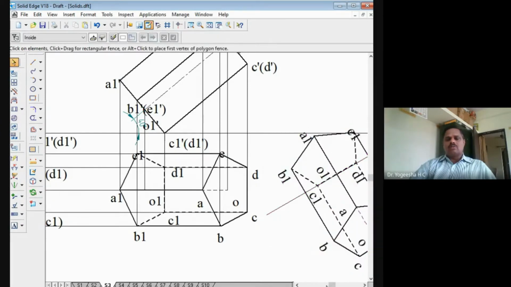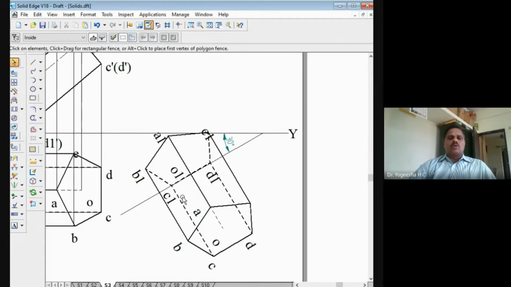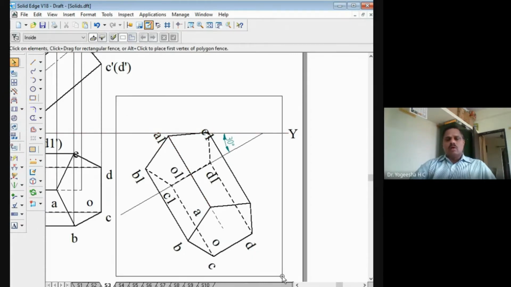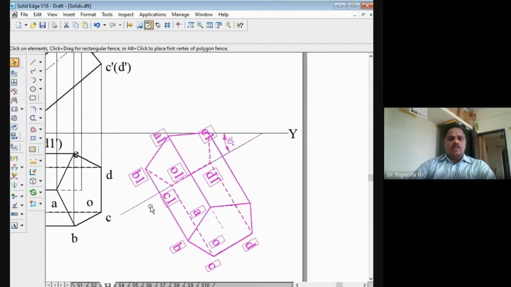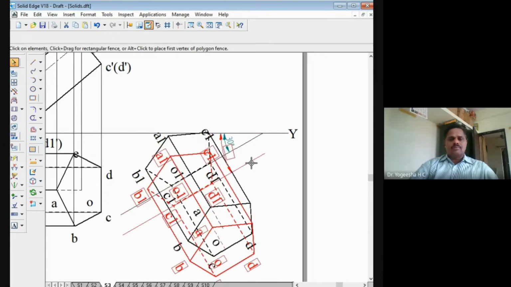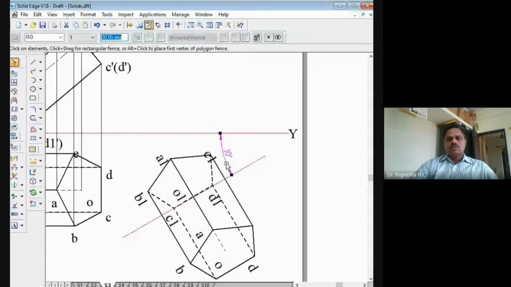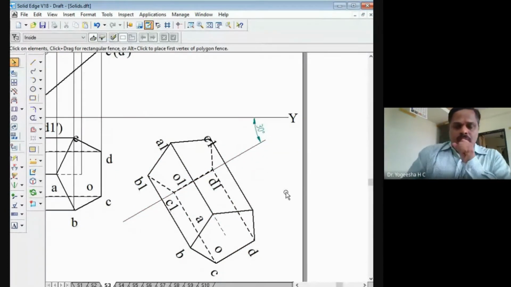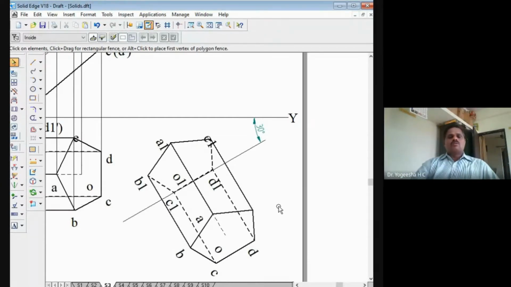I rotated like this. You can see now it has been rotated, but some of the points are going above. So for that, I will select the whole drawing, including this 30-degree line. I will use move, and just move it downwards. This 30-degree line, I can mark like this. Now we can see that the solid has been rotated such that the resting side is inclined to VP by 30 degrees.